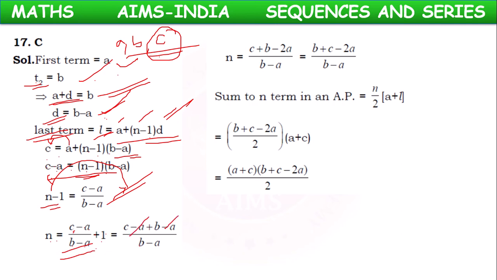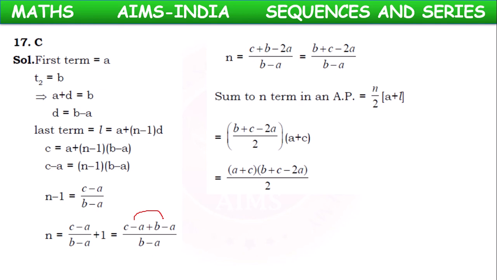Both are having the same sign. a minus a will become minus 2a. c plus b minus 2a by b minus a. Or we can write it as b plus c minus 2a by b minus a. We can change these places.